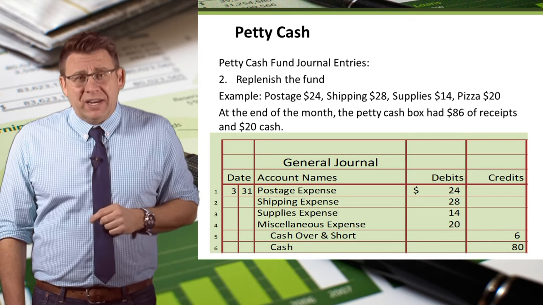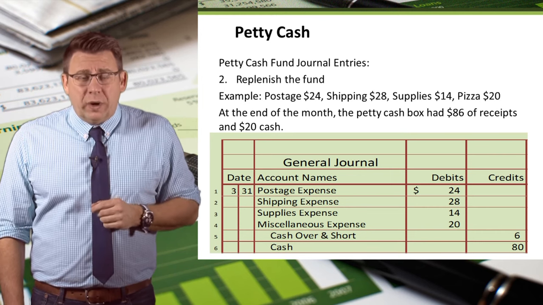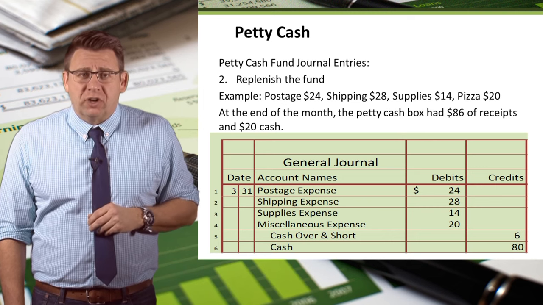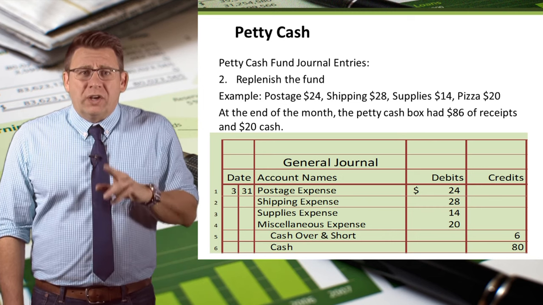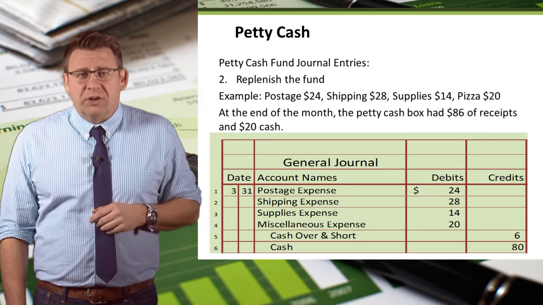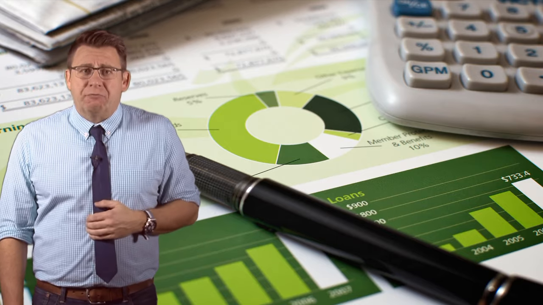credit cash for $80. Of course, 86 does not equal 80. We need to credit cash over and short for $6 to make the journal entry balance. Once we cash the $80 check, our fund will be back to $100. And that concludes this short video on how to account for petty cash.